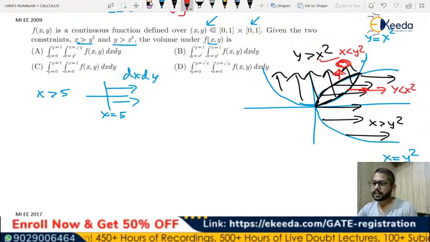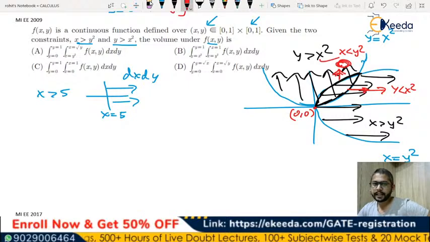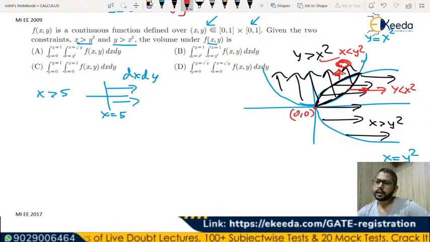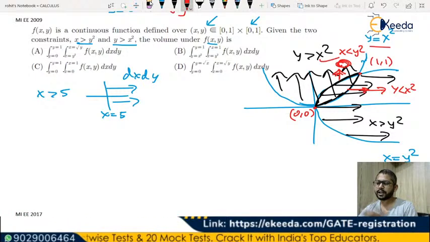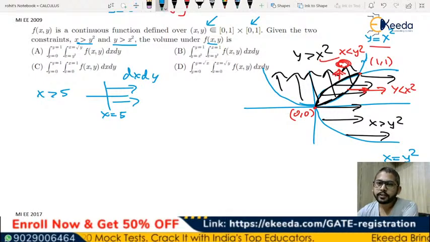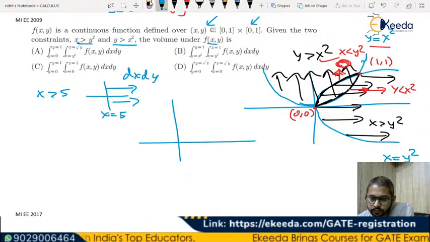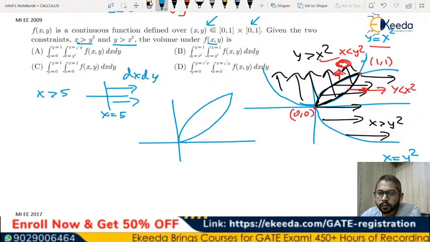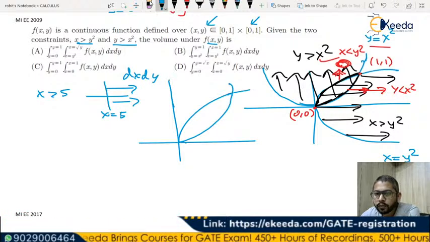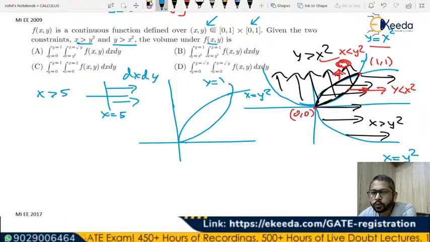And what are the points of intersection here? The point of intersection, this is obviously 0, 0, option A I think, let's see. And this point is where both the curves are intersecting, so this is simply 1, 1. Satisfy both the equations, you will get it. So I'm drawing this region again. This one is x is equal to y square, and this one is y is equal to x square.